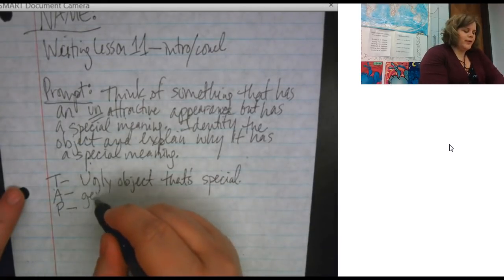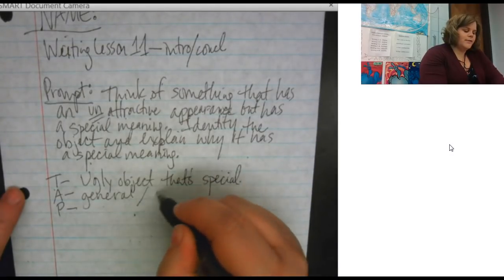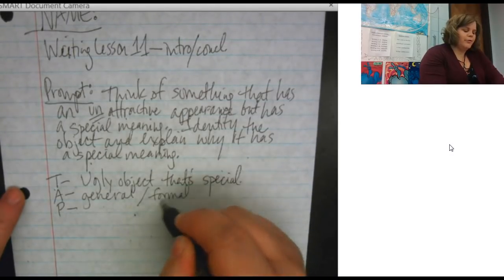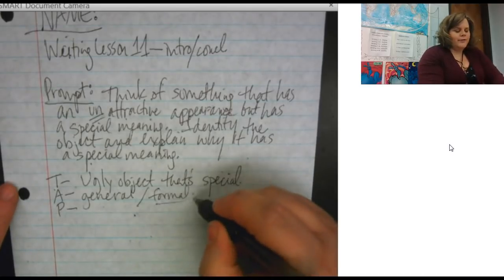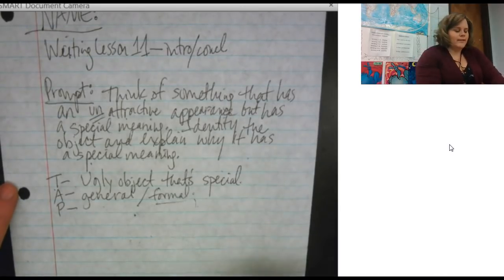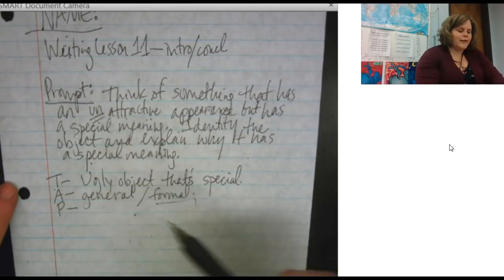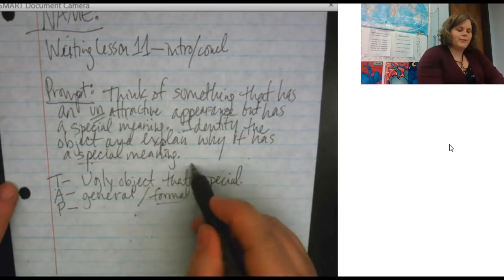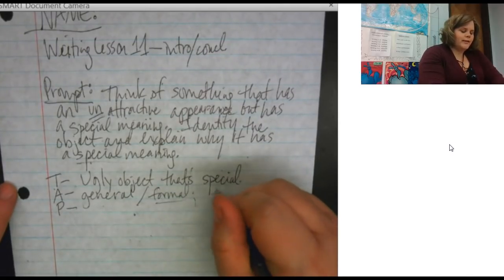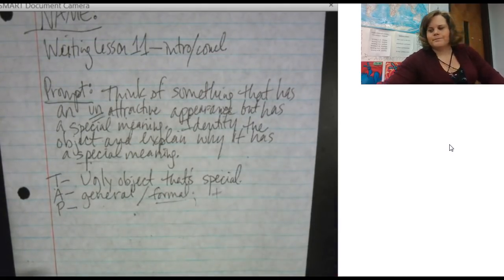It doesn't say to persuade or anything, so we're going to say a general audience and remind yourself to keep it formal writing. If you're thinking about what tone you should take, this kind of unattractive seems like it would be all kind of negative, but it's asking you to explain why it's special. So I think you could kind of lean positive on this.